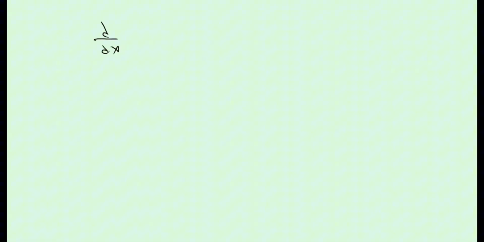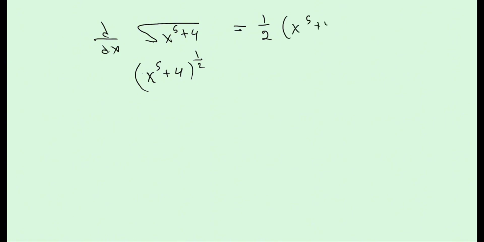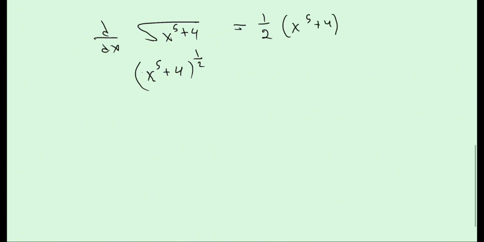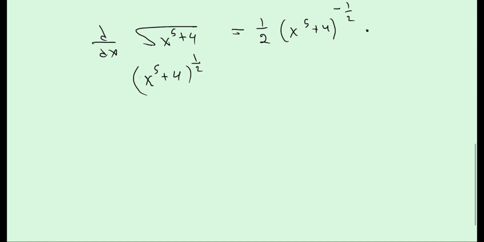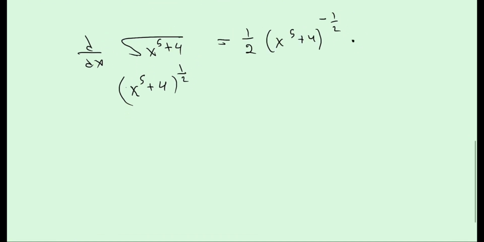Let's say we're deriving the square root of x to the 5th power plus 4. Okay, let's rewrite this so that we could work with the power better. X to the 5th plus 4, this is raised to the 1/2 power. So we'll use the power rule to differentiate the outer function, which is going to be 1/2 times (x to the 5th plus 4). We copy the inner function, and then we subtract 1 from the power, and we get negative 1/2, times the derivative of the inner function, which is going to be 5x to the 4th power.